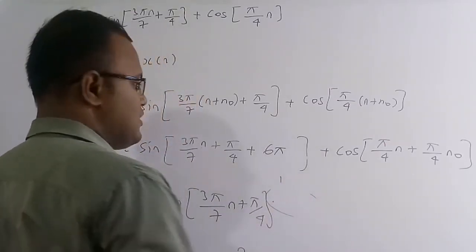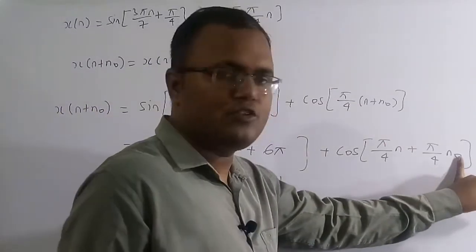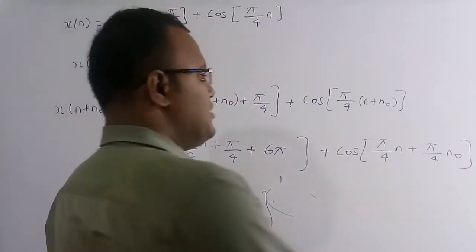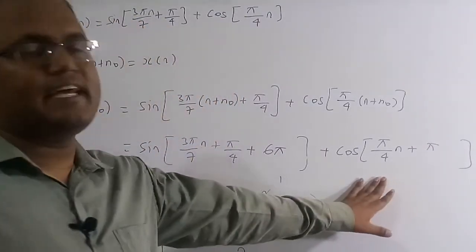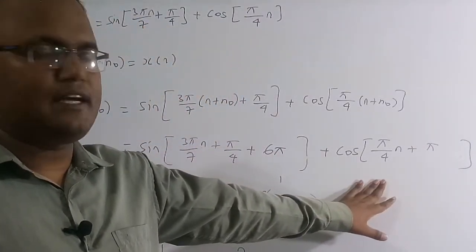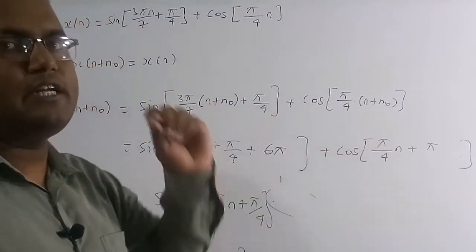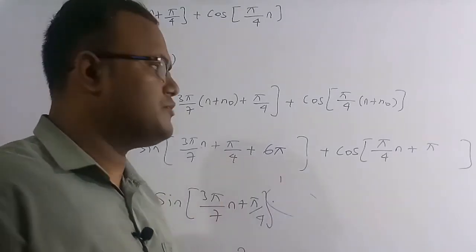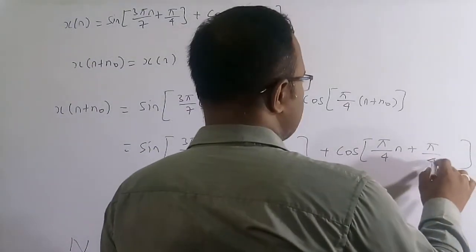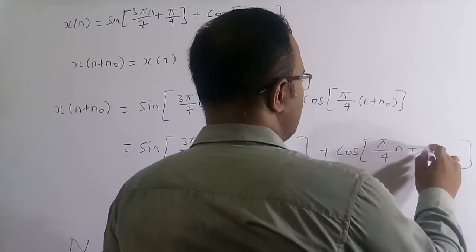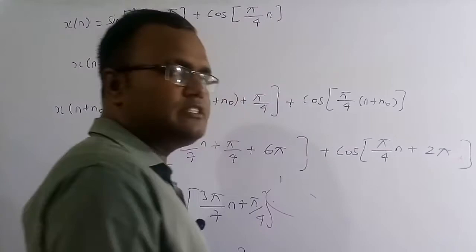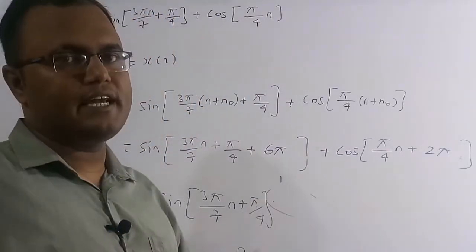And similarly, for the cos function, if n naught is equal to 4, this 4 gets cancelled. So cos of pi plus theta is again minus cos theta. We don't need negative, we need only the positive value. So if you take n naught is equal to 8, the next number is 8. So 8 into pi by 4 means 2 pi. So cos of 2 pi plus theta is again cos theta.